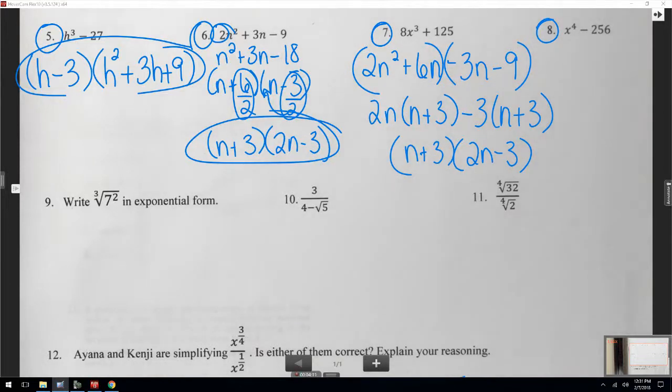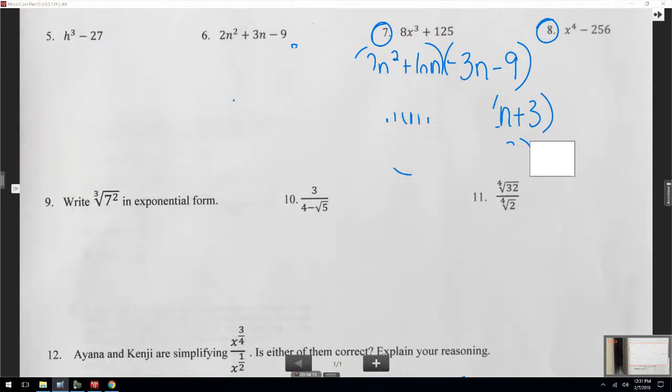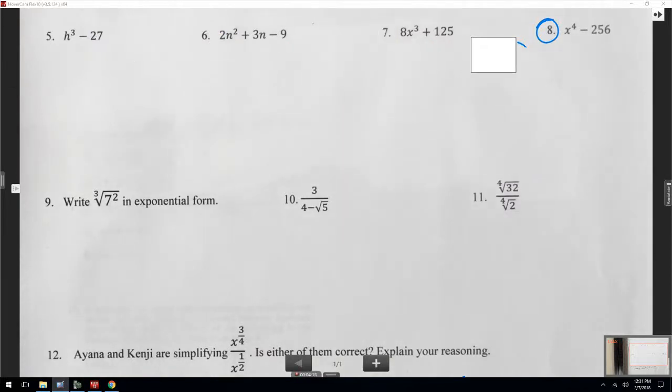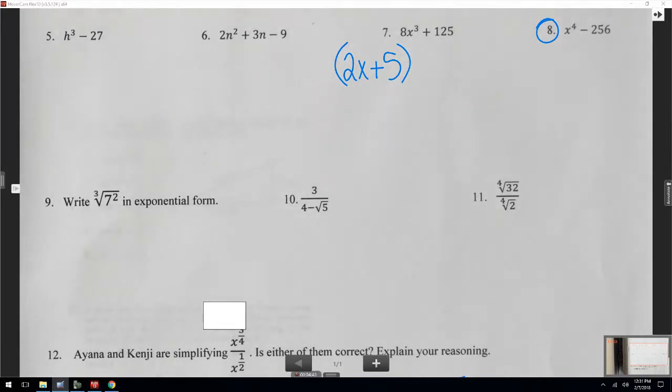Who's confused on number 7? Okay, number 7 has 2 terms, right? Yeah, there you go. Alright, 7 has 2 terms, but it has an exponent of 3, so we use SOAP with that. Good with that so far? Alright, so what would go in the first parentheses? Cube root of 8. 2x, and then what else? Same sign, plus 5. There you go, 2x plus 5. Very good. How are we doing so far? And then everything goes off of the 2x plus 5.